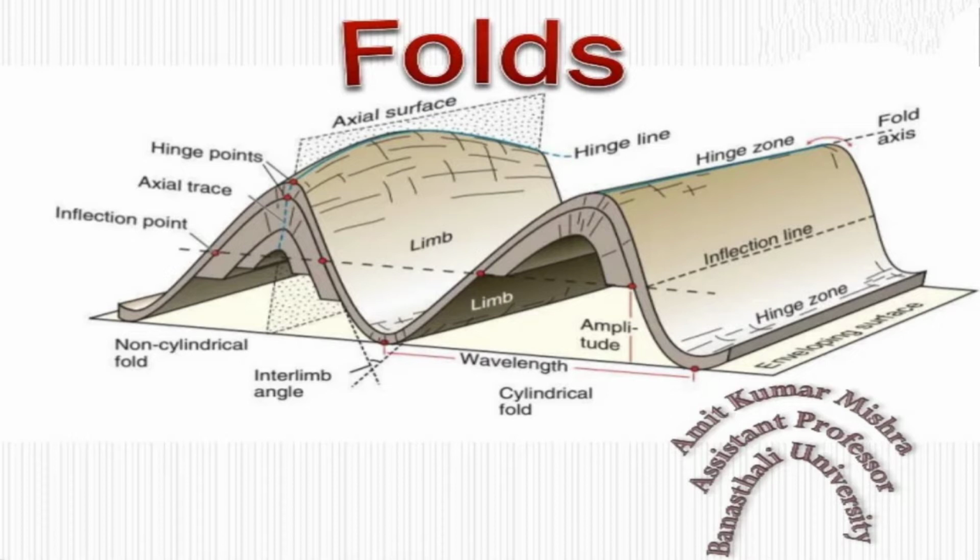Number one is symmetrical, second is asymmetrical, third is one limb vertical, fourth is isoclinal, fifth is recumbent, and the last, number six, is anticlinal.